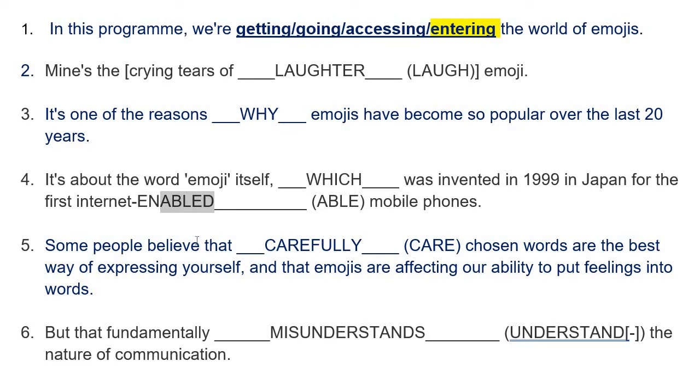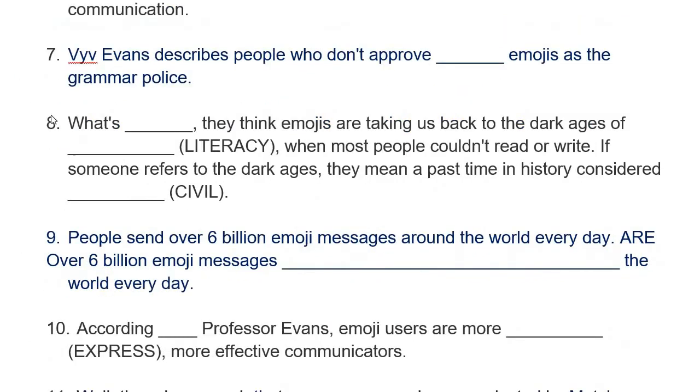Number 5, carefully chosen words. Adverbs are words that are not really necessary. They modify some elements in the sentence, so carefully chosen words modifies how you choose those words. And mis indicates that this has been done badly. Misunderstand, misinterpret, mispronounce, misspell. So you haven't understood it properly. Okay, next round.